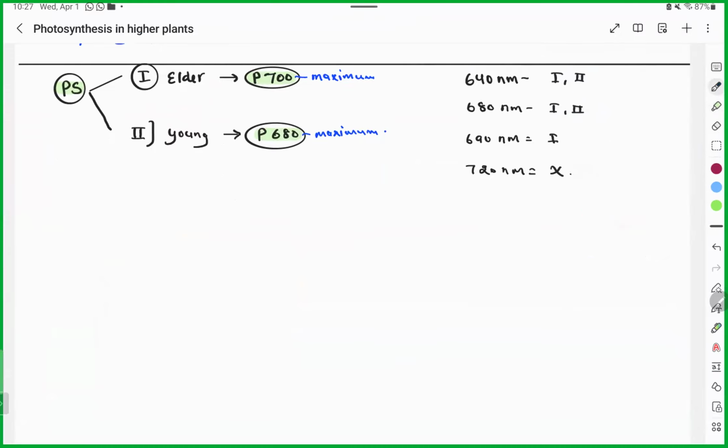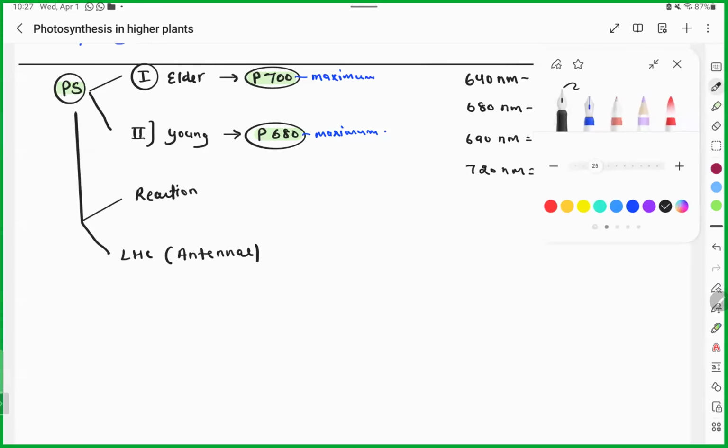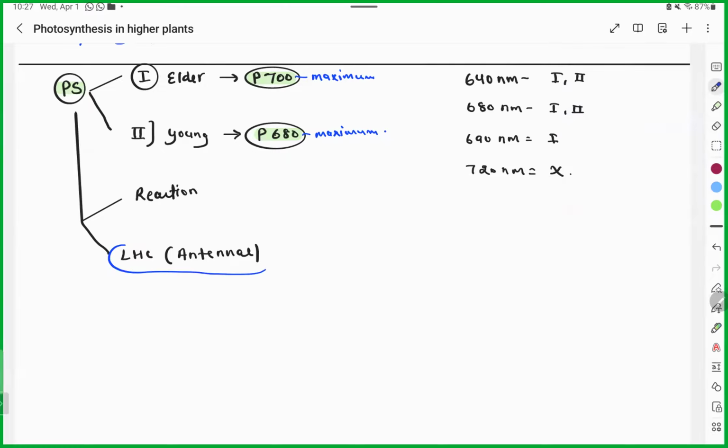Next, in this photosystem, there are two parts. One is the reaction center, and second is the light harvesting complex. This light harvesting complex is also known as antenna. You know how we used to get antennas in our houses. It will trap all the light. The light harvesting complex will trap all the light, and this will be sent to the reaction center. Reaction center is the head where everything is working. In this reaction center, you have one molecule of chlorophyll a.